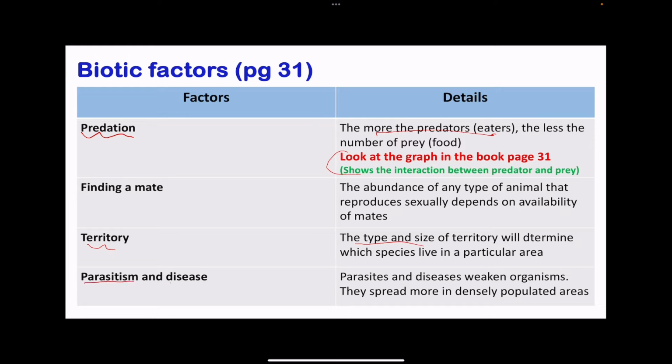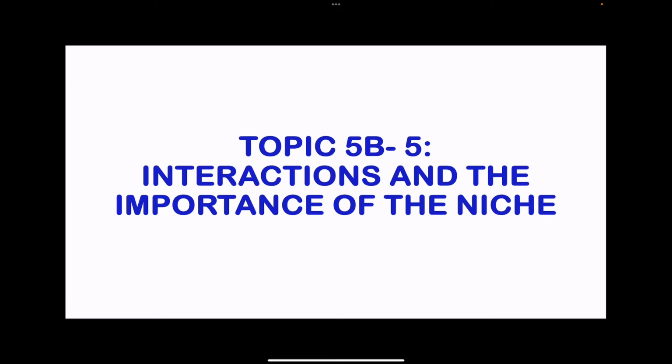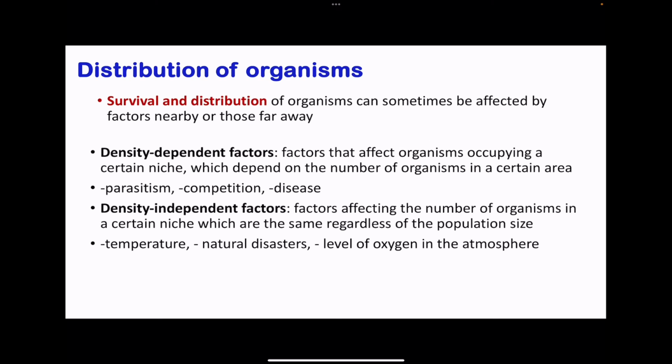For parasitism and disease, more parasites and diseases affect the growth of organisms, and the parasites and diseases usually spread in areas where organisms are densely populated. In topic 5b5, interactions and the importance of the niche, we're going to look at distribution of organisms. Of course, there are some case studies in your textbook, but you can look at that.